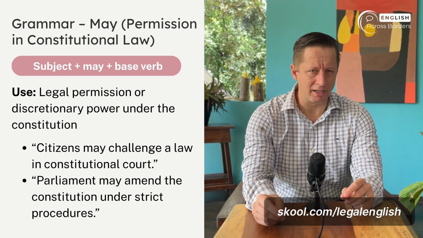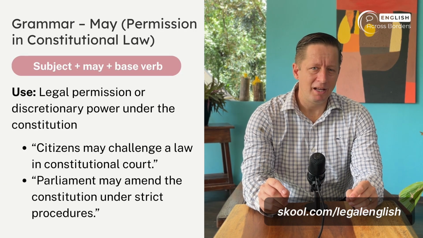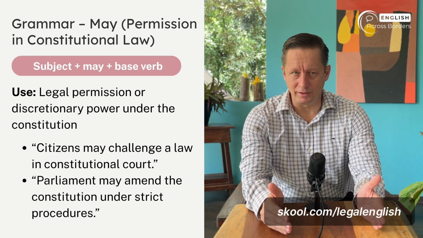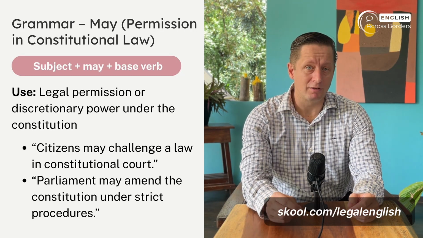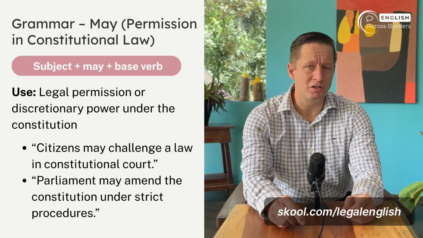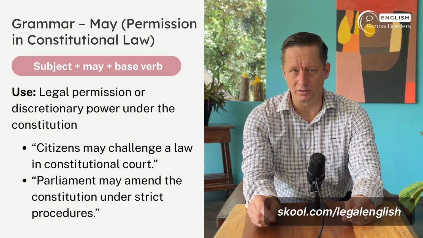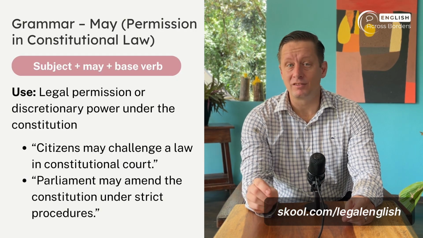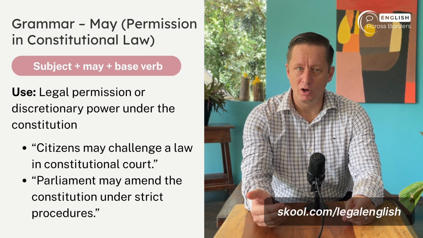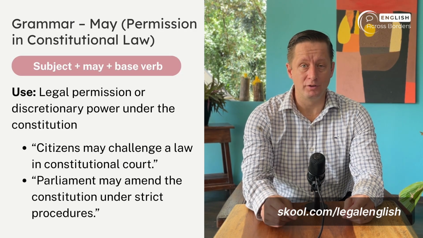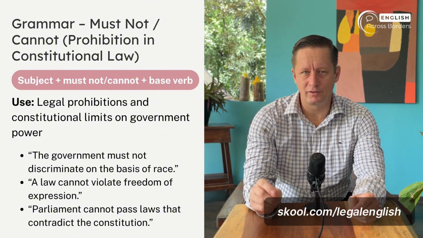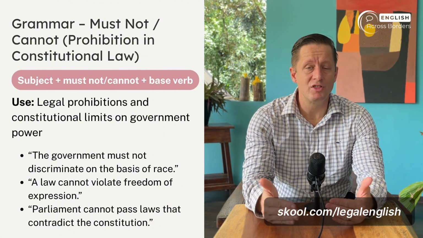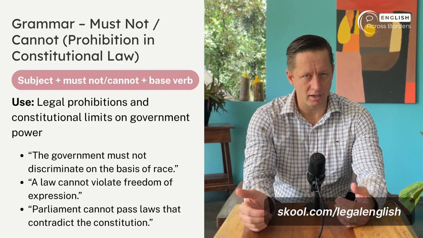Let's take a look at a more detailed example. In Mexico, a lawyer explains to a client, you may file a writ of amparo if your rights are violated. The Constitution allows this special procedure. May highlights the space of legal permission, what is possible under constitutional law. Must not and cannot express prohibitions, things that are forbidden under the Constitution.